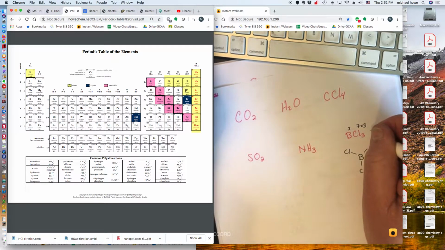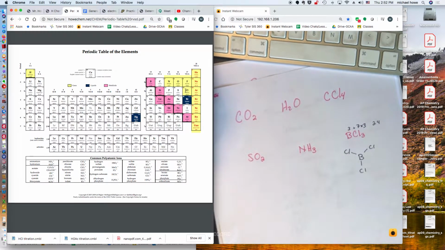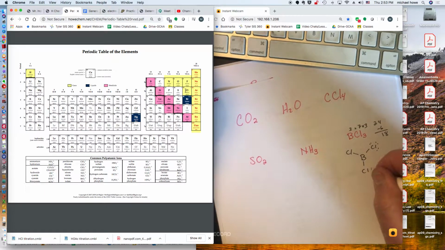Now, I know I'm going kind of fast, but remember, with YouTube, you can rewind me. All right, so 3 plus 7 times 3 equals 24 valence electrons. Now, of the 24, I have 2, 4, 6 in the picture, so I'm going to take away 6, and then I have 18 electrons left to put in. So 1, 2, 3, 4, 5, 6, and that makes 8 around each chlorine.